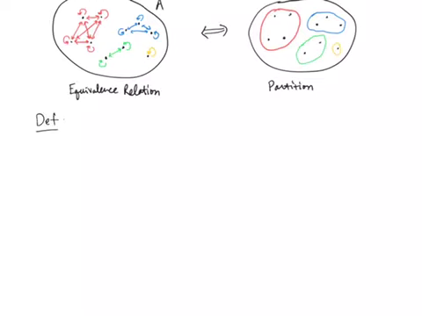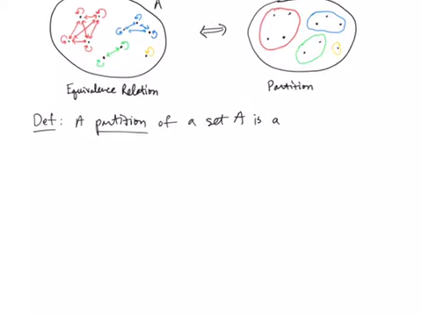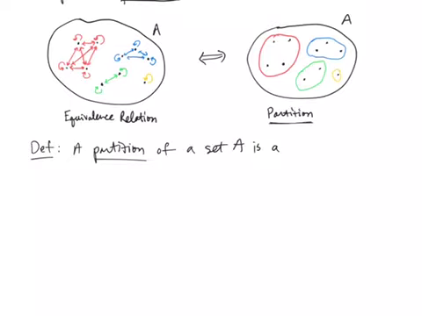So definition: a partition of a set A is a, intuitively, what is this picture up here for partition telling us? It's a collection of subsets of A. So it's a subset of the power set of A, right? A collection of subsets would just be some things in the power set. So it's a subset, let's say Z, in the power set of A.